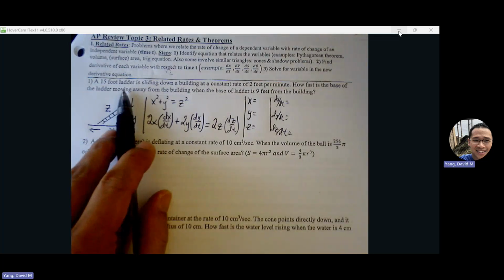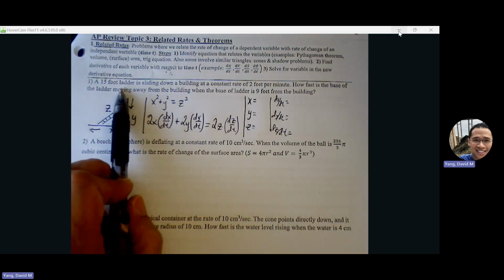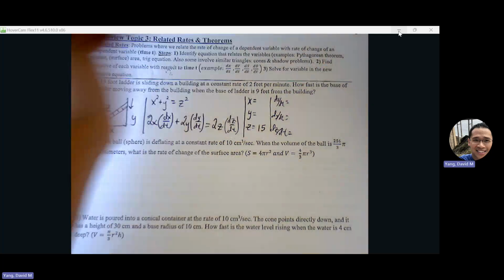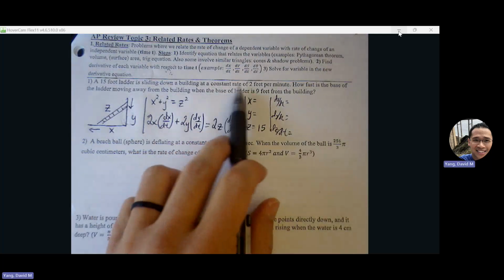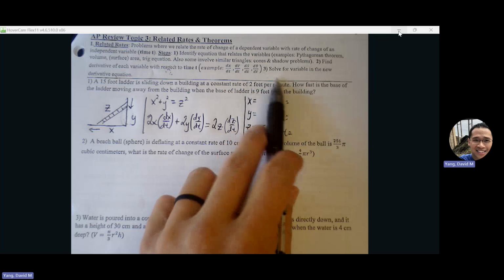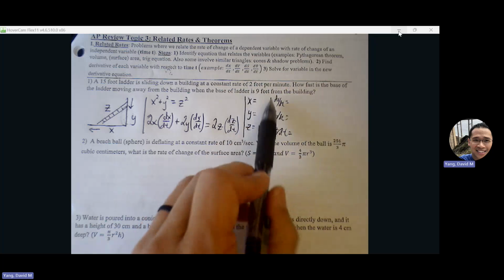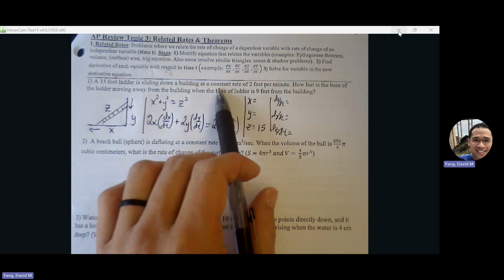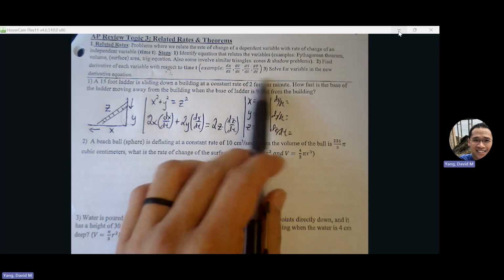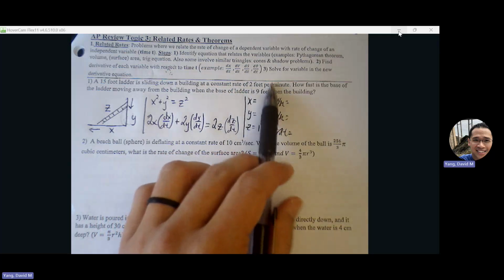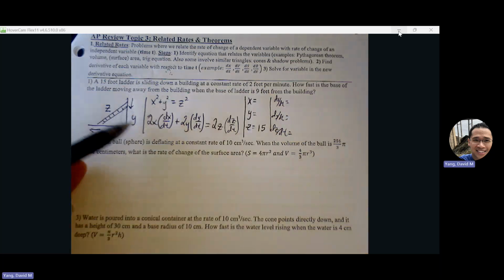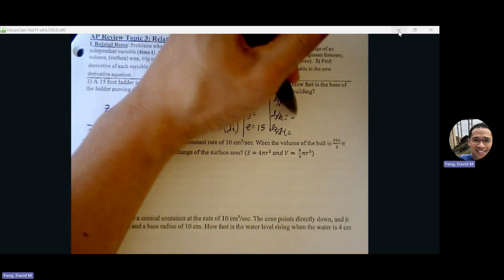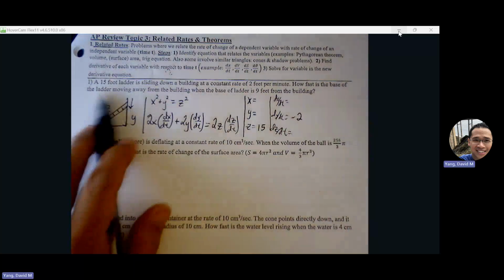Okay, a 15-foot ladder is sliding down the building, so we can assign 15 to be the hypotenuse, z. It's sliding down at a constant rate of 2 feet per minute. Anytime you see a time component, you know it's going to be one of the rates. What do you think we can assign this to be? dy dt, yep. And then what adjustment would you make? Negative, right?